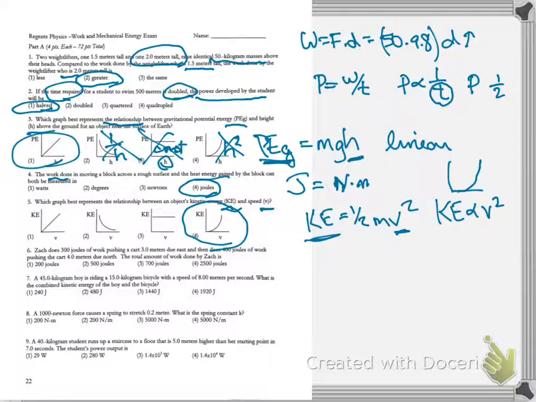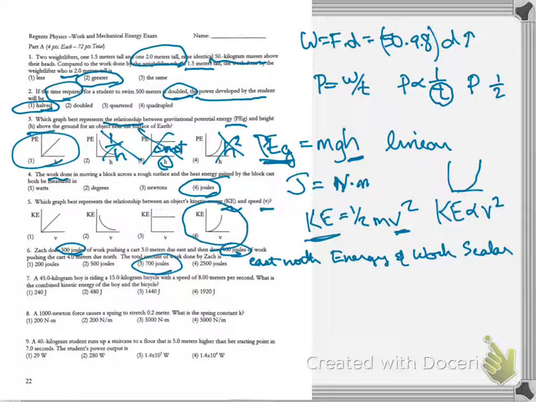Zach does 300 joules of work pushing a cart 3 meters due east, then does 400 joules of work pushing the cart 4 meters due north. The total amount of work done by Zach is... this is a trick question. They're giving you the east and the north to make you think about vectors. Energy and work are scalar quantities. So you don't have to do vector addition. You don't have to do a squared plus b squared equals c squared. You just add them. So 300 joules plus 400 joules, 700 joules. The direction is irrelevant because it's a scalar quantity.